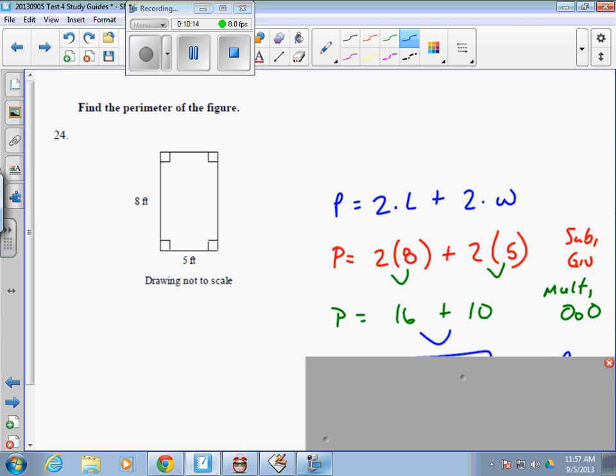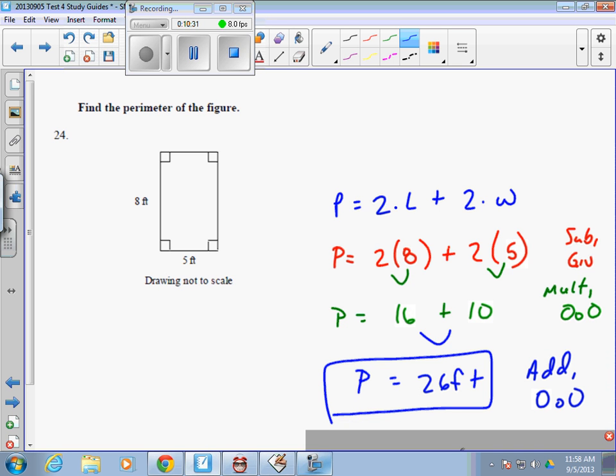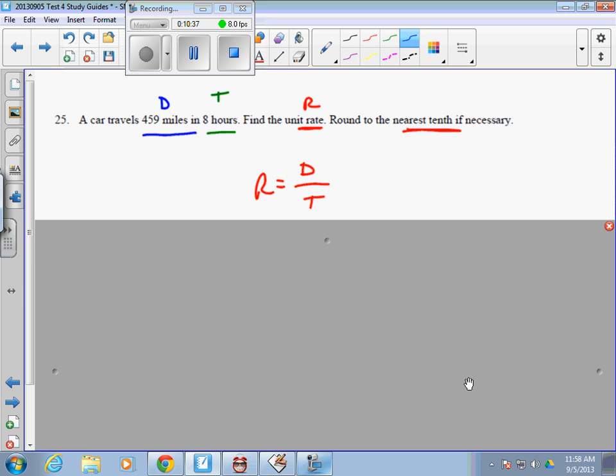When you multiply 2 times 8, you get 16. When you multiply 2 times 5, you get 10. 16 plus 10 is the perimeter. That's just a step of multiplication. You multiply first because of order of operations. And then the last step, you simply add 16 feet and 10 feet, and you get 26 feet. And again, addition last because of order of operations.